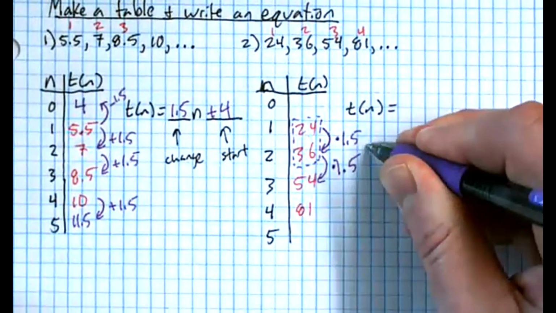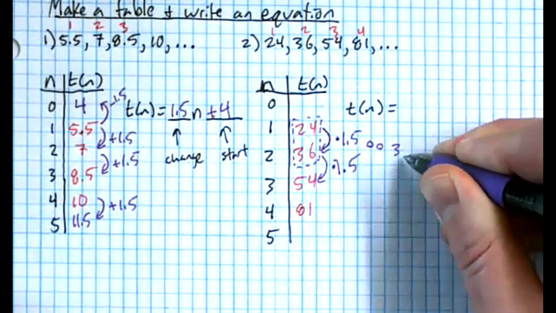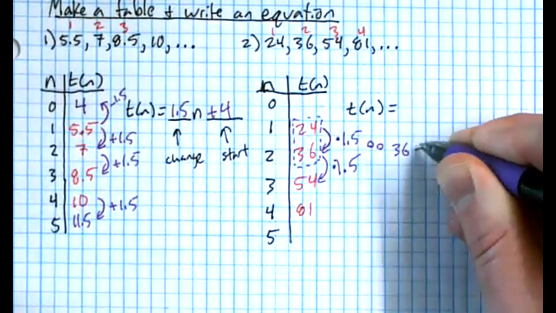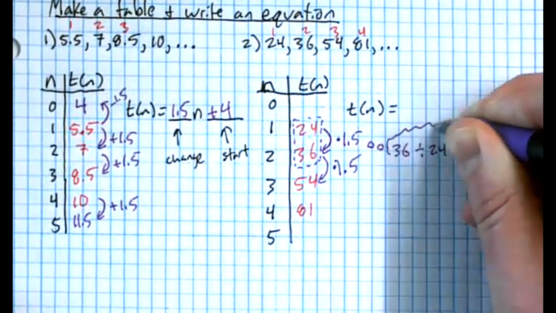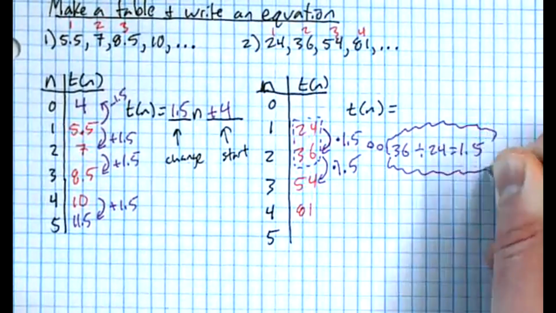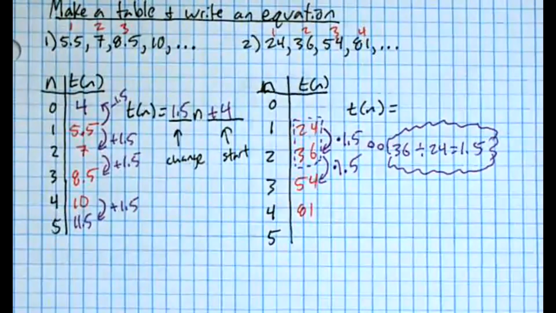So I'm going to make myself a little note here. This is my little thought bubble. If I were looking for that 1.5 and I wasn't sure, I would go 36 divided by 24 to get 1.5. And I'm putting this in a little thought bubble because I wouldn't normally write this down if I were doing a problem, but that's what I would be thinking to get that 1.5.